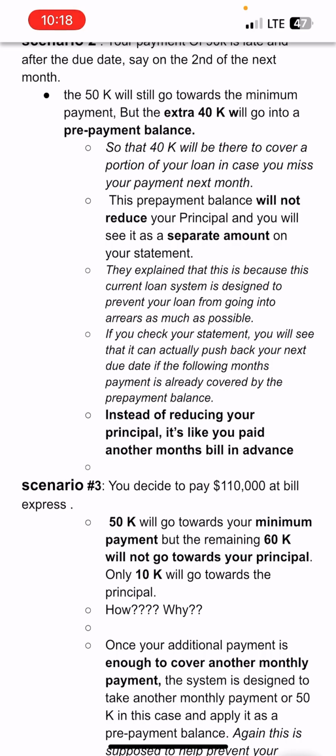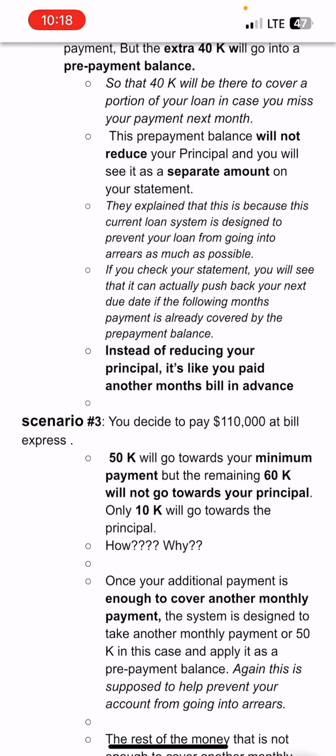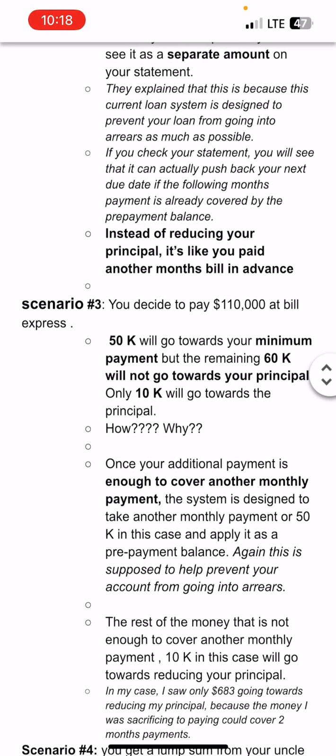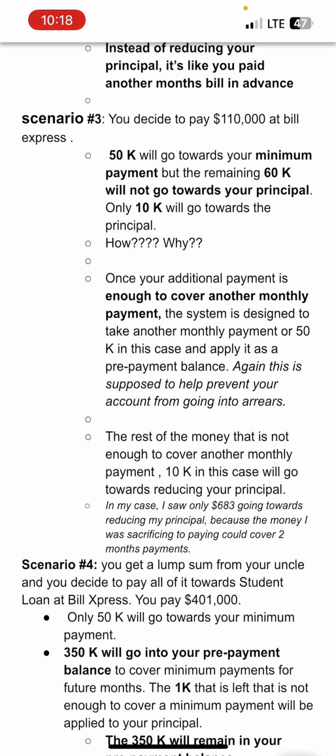So if you forget the payment next month, it will help to cover some of that, right? Because student loan is afraid of people running away, not paying their money. So everything is designed to try to keep your account from going into arrears as much as possible. That's what they say. So your principal doesn't go down by 40k. In my case, it might go down by like 12k. And that 40k now gets stored in this prepayment balance, kind of like when you pay a bill in advance. So you pay your light bill in advance or your water bill in advance. That's what happens. Next month bill is paid in advance. If you paid more than what would be the minimum amount for the next month, you can actually push back your due date, because you cover the next month. So let's look at that scenario. So scenario number 3, you want to pay even more money, you pay 110k.